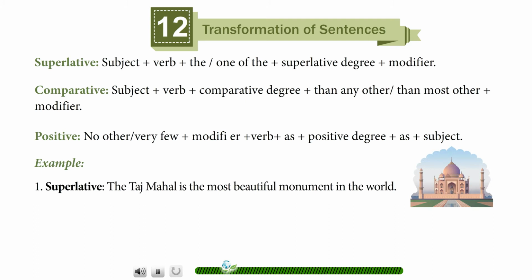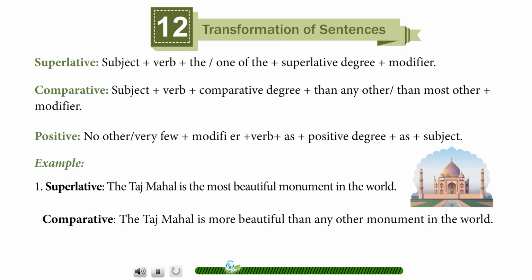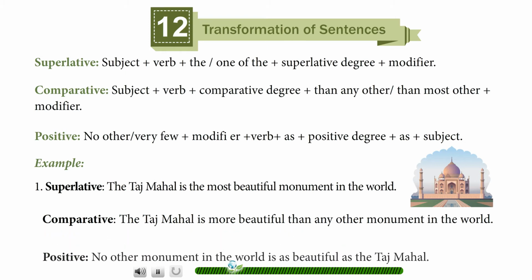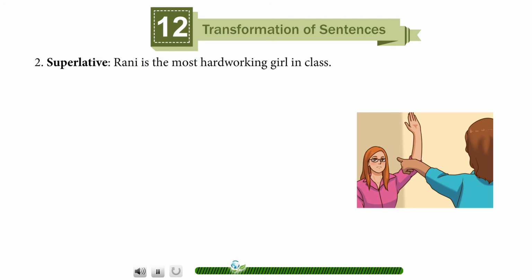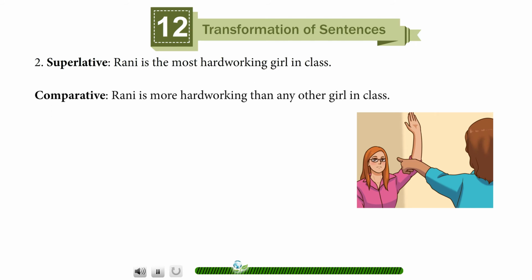Example: superlative, the Taj Mahal is the most beautiful monument in the world. Comparative, the Taj Mahal is more beautiful than any other monument in the world. Positive, no other monument in the world is as beautiful as the Taj Mahal. 2. Superlative, Rani is the most hard-working girl in the class. Comparative, Rani is more hard-working than any other girl in the class. Positive, no other girl in class is as hard-working as Rani.